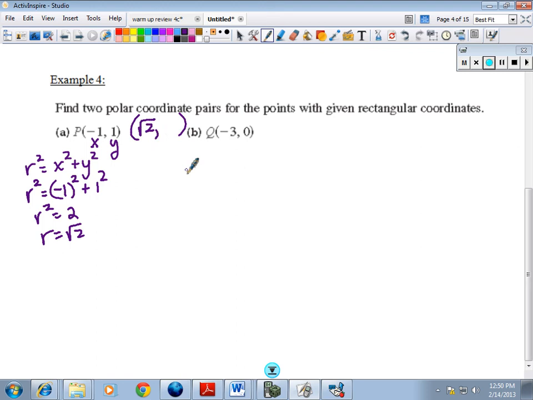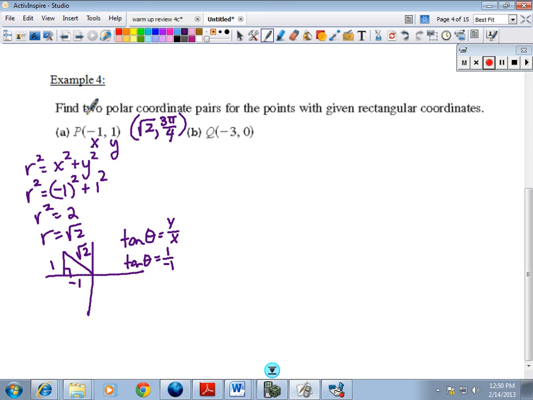I need a theta. To do that, I draw a triangle at negative 1, 1. So left 1, up 1. Pythagorean theorem gets me the square root of 2 here. And my formula is that tan of theta equals y over x. Well, tan of theta equals 1 over negative 1. So where is tan negative 1 in the second quadrant? Tan is negative 1 at the pi over 4 angle, and the pi over 4 angle in the second quadrant is 3 pi over 4.